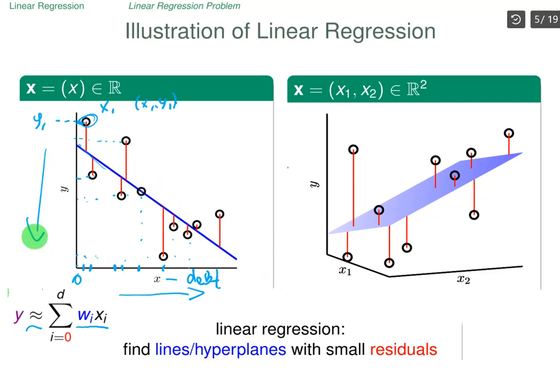So error can be calculated based on this. This is desired, okay, and what we obtain here is predicted. So we want to minimize this error for all possible examples. Here we don't have error 0, small residuals.